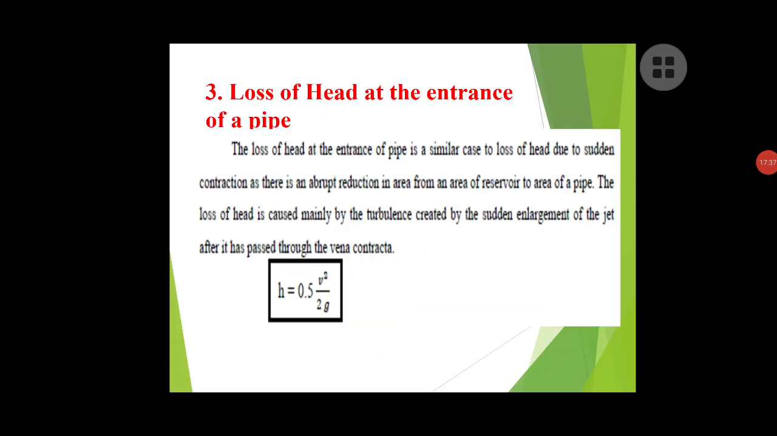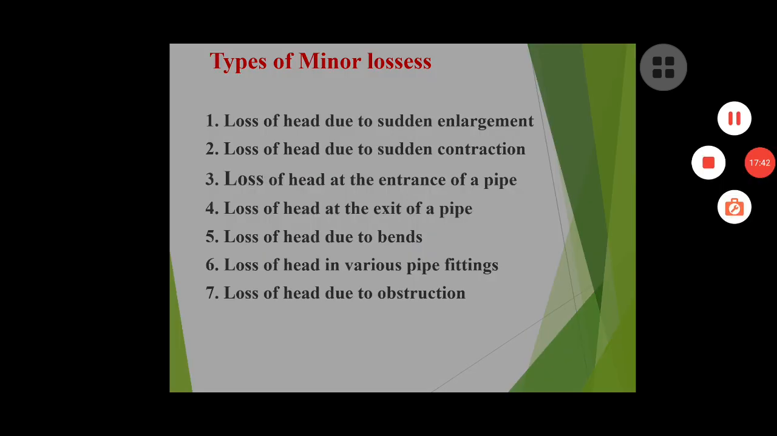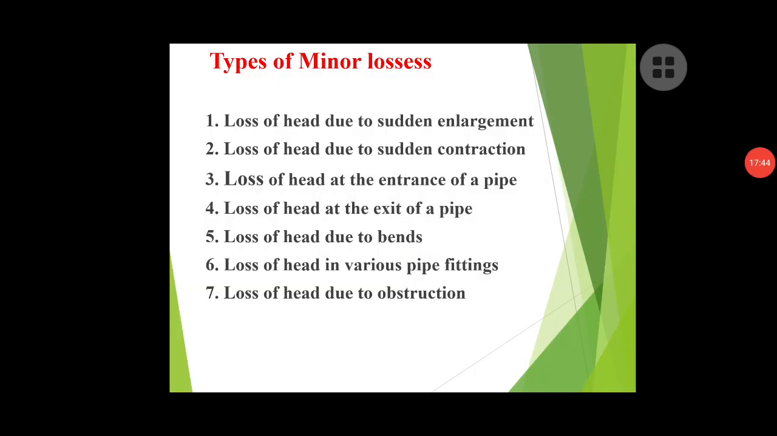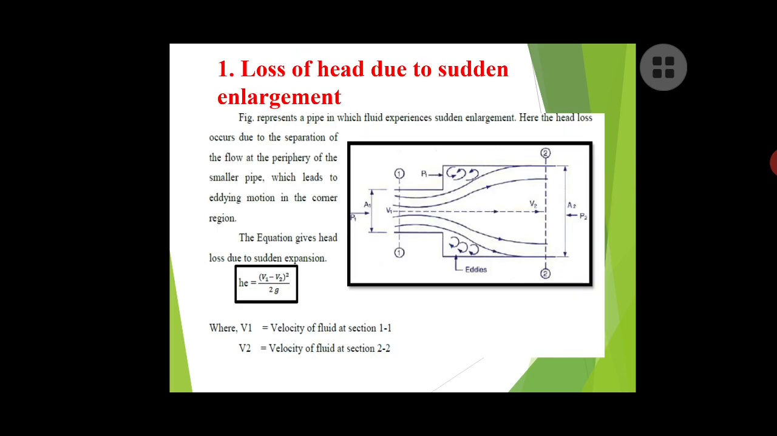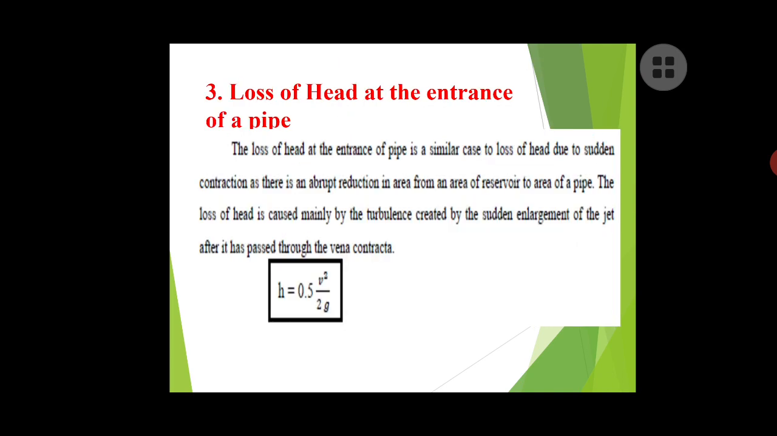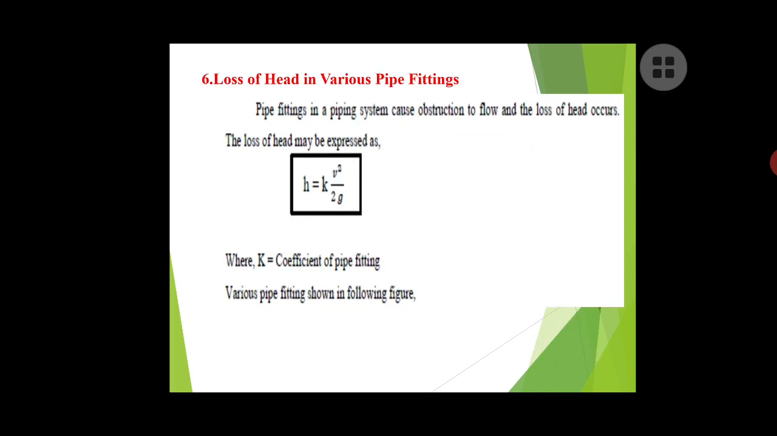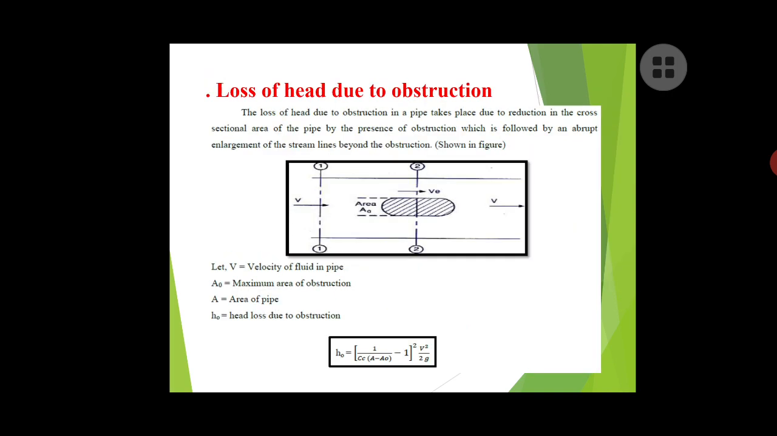Again I repeat, the total minor losses are: loss of head due to sudden enlargement, sudden contraction, entrance of the pipe, exit of the pipe, bends, various pipe fittings, and obstruction. In this way we have seen the minor losses.